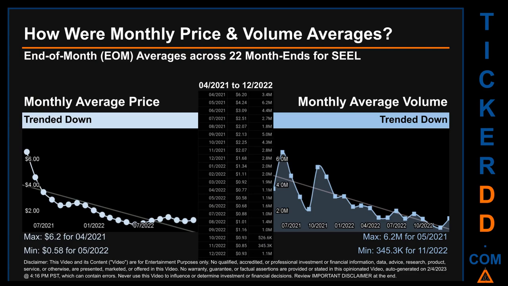How were price and volume averages for SEEL? Across 449 trading days, there were a total of 22 month ends, of which monthly averages for daily price and volume were calculated. Overall, monthly price average trended down while monthly volume average trended down. The maximum end of month average price was $6.20 for 04-2021 while the minimum was 58 cents for 05-2022. Looking at volume, 05-2021 and 11-2020 respectively saw the highest and lowest monthly average volume at 6.2 million and 345.3 thousand.